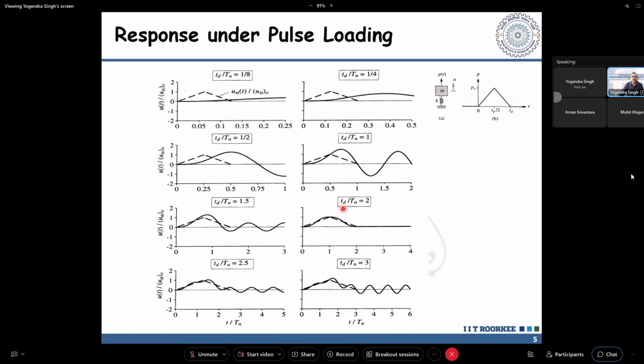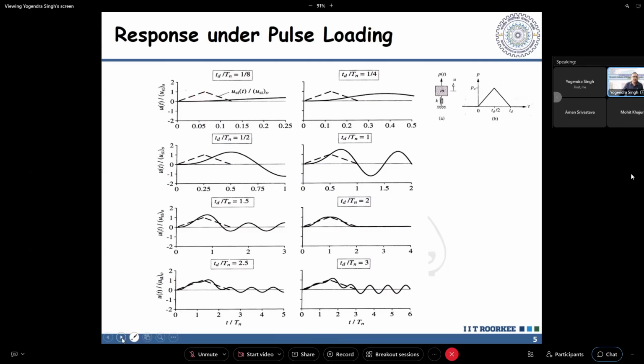But you can see when TD is just equal to TN, it is not having any free vibration phase after it crosses the bridge. The free vibrations are perfectly stopped. So this ratio of TD by TN, this is most important. And this decides what type of vibrations are going to occur in our bridge. Now, this is for triangular shape pulse.